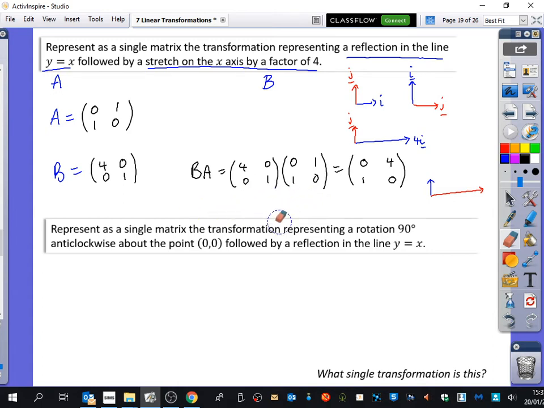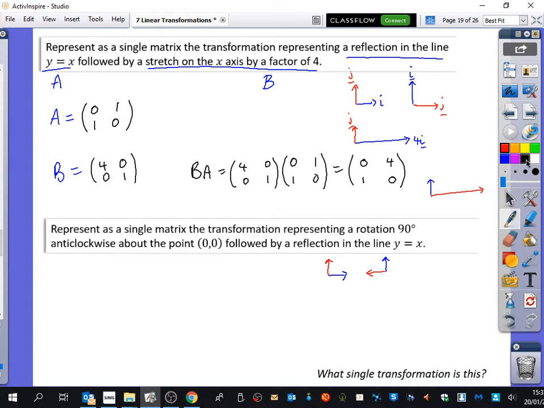Let's have a look. Represent as a single matrix the transformation representing a rotation of 90 degrees anti-clockwise about the point (0, 0), followed by a reflection in the line y equals x. Okay, this one, I think we should try doing this one. Should we try and do this one without the matrices and then see if we got it right with the matrices? So, first of all, if this is i hat and this is j hat, the first transformation it wants us to do is a rotation. So the blue one is going to be pointing and the red one, okay.